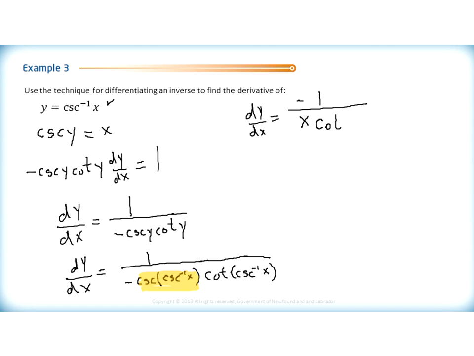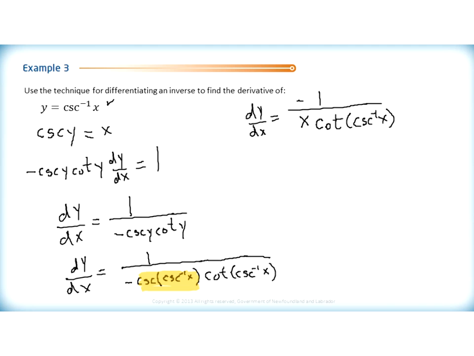But we still have to deal with this cotan of cosecant inverse of x, the arc cosecant of x there. So what we have to do is try to find a replacement for cotan so that we can get the cosecant business to disappear like we did with the other stuff.